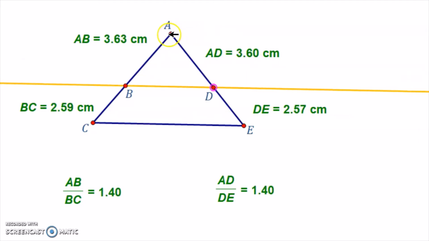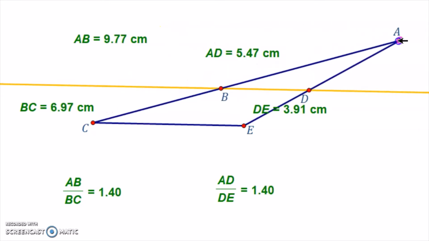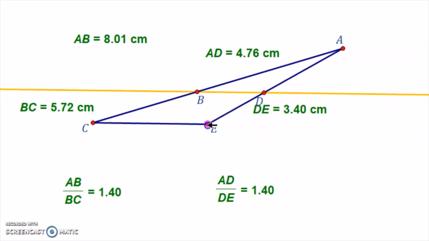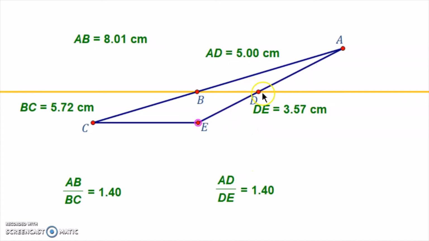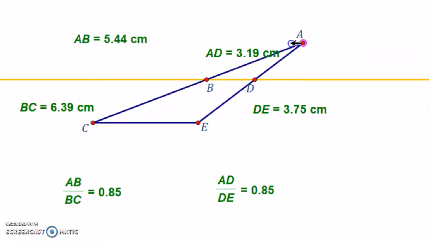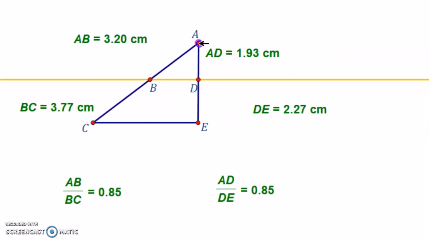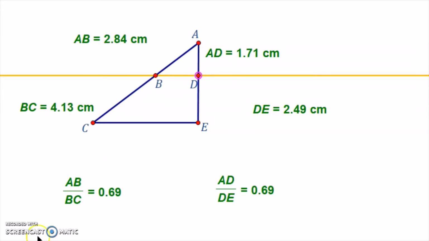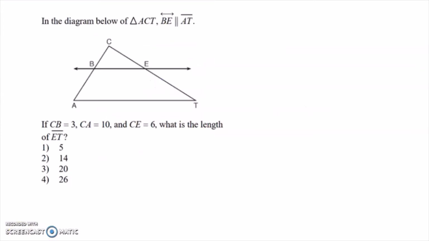It doesn't matter if the triangle is acute or obtuse. I hope I'm not out of the frame. Or even, can I fake a right triangle? So those numbers will always be the same. So let's look at a couple of examples.